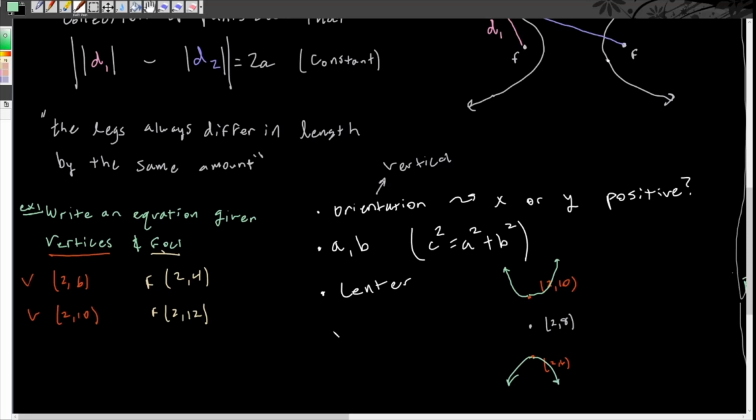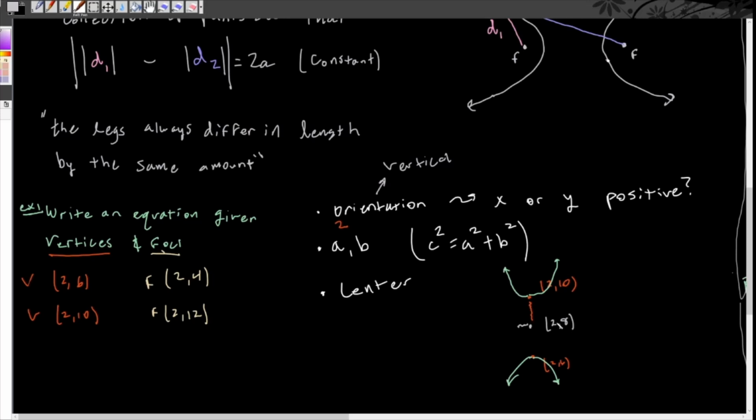So now we just have to find a and b. a is the vertex, the distance from the vertex to the center, so that would be 2 units. a equals 2 units. And b is the distance from the co-vertex to the center, and we don't know that yet. We're going to have to find that using this Pythagorean formula.